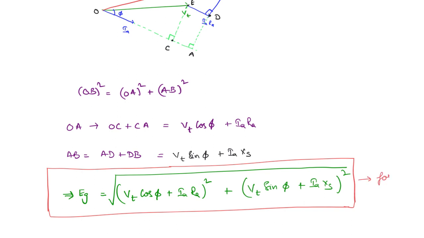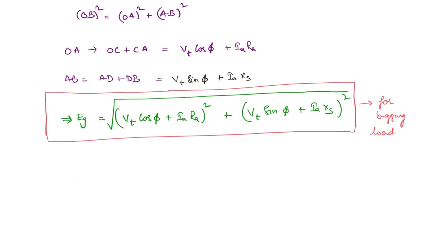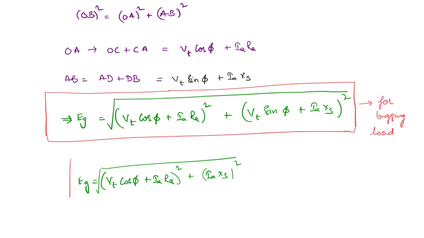For lagging load. Now what happens in the case of UPF? UPF is simply meaning that cos phi will be 1 and sin phi will be 0. So you can write Eg is equal to root over (VT cos phi plus IaRa) whole square plus (IaXs) whole square, root over this entire value. Okay. So this is the expression for the generated voltage for which load? UPF load.